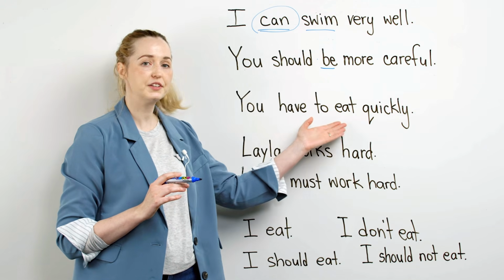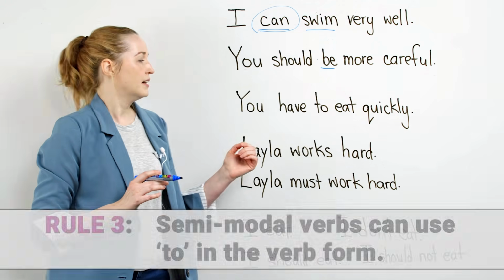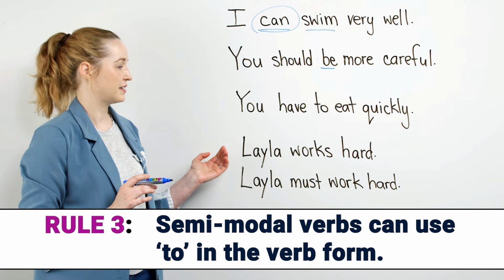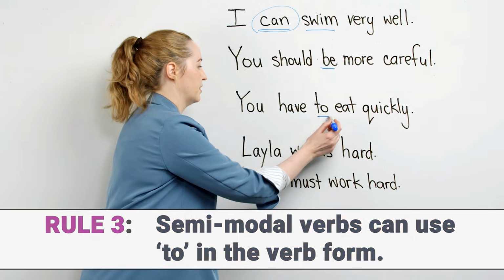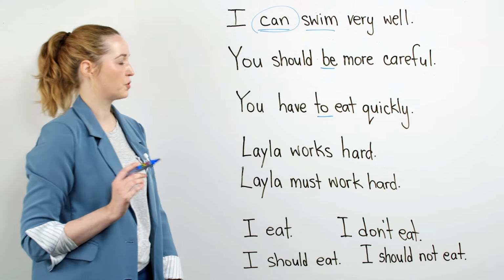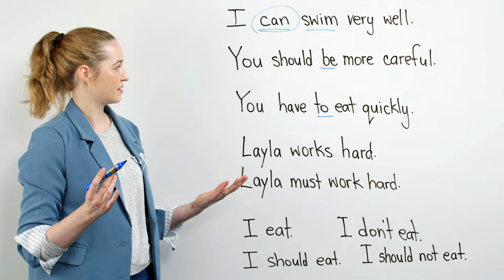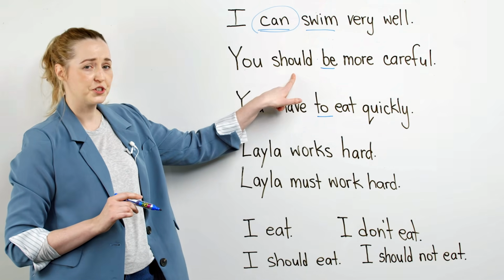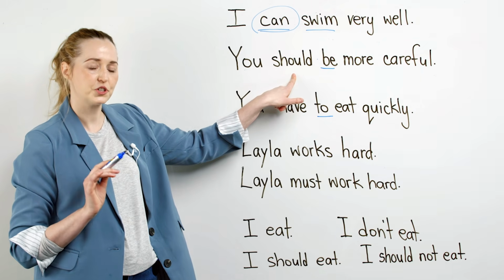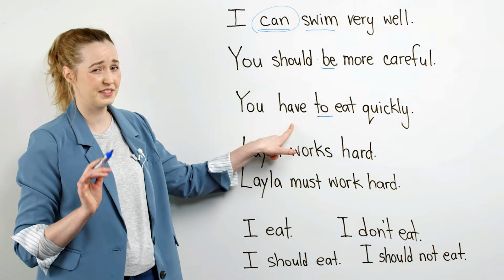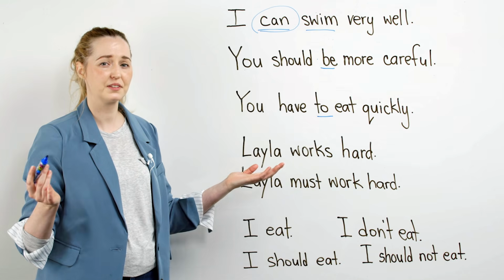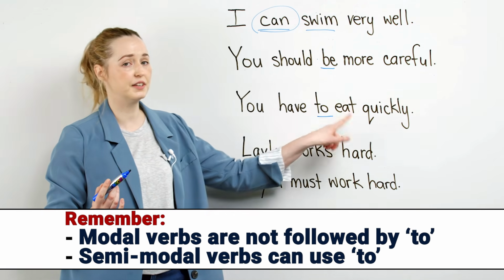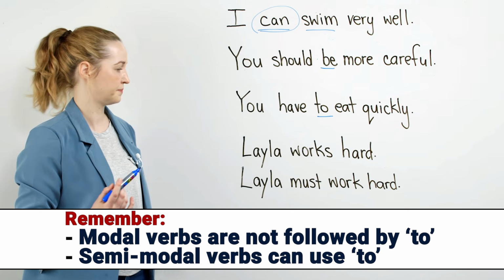You have to eat quickly. Semi-modal verbs are followed by to in a sentence. You have to eat quickly. Hang on, I just taught you not to use to. When you have should, don't use to. Should is a modal. Have is a semi-modal. How do you know this? Please just memorize it. You have to eat quickly is correct.